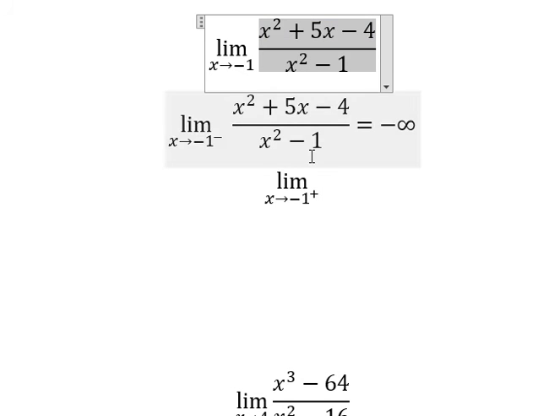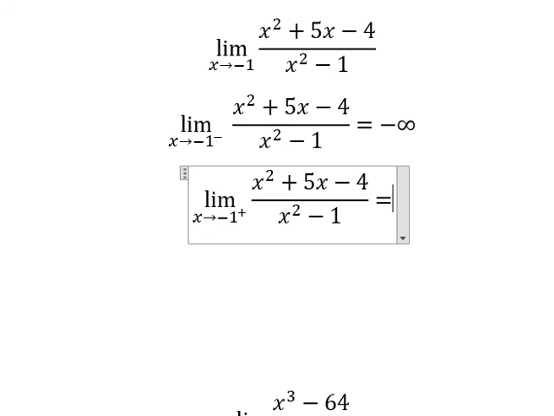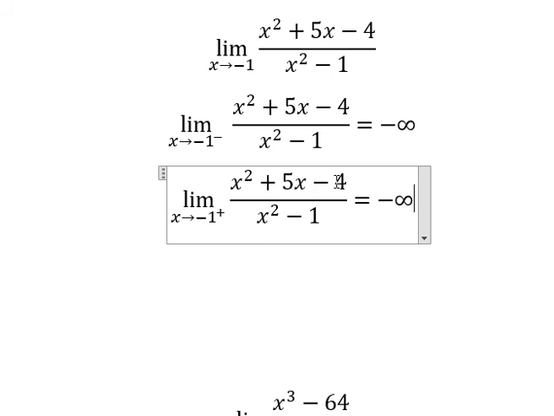Similar for this one. On the right, you get positive again, because this is an even power. But in the numerator, you still get negative 8. Negative 8 divided by positive 0, you still get negative infinity, because you still have negative 8, but this one is still a positive number. That's why you get negative infinity.